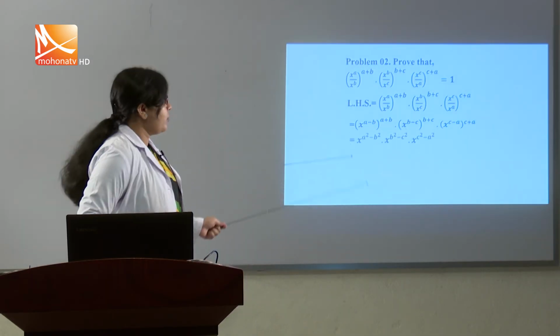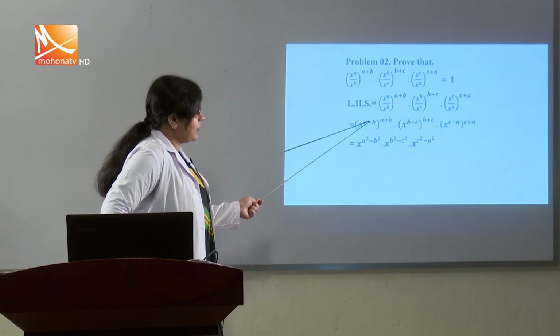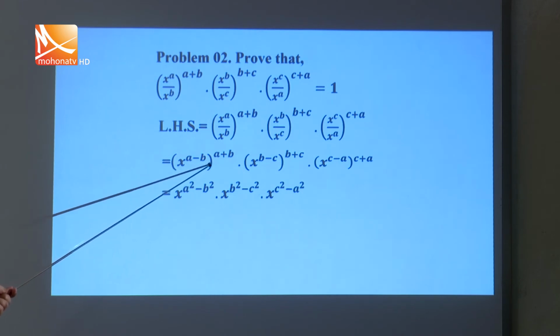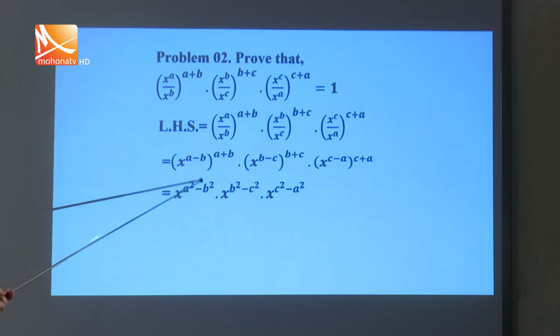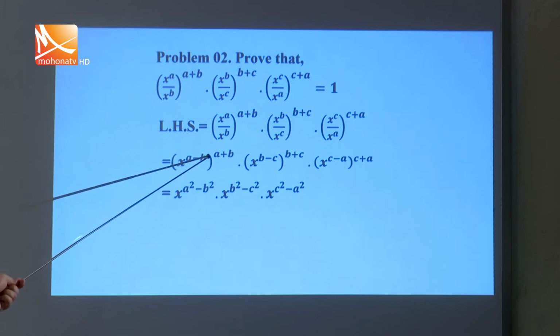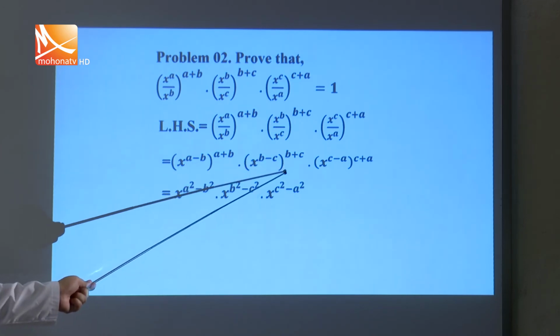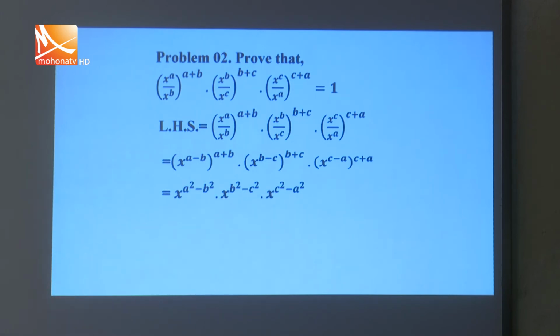Now we can apply the laws of power. That means you have to multiply these two powers together. If we multiply them, we have a plus b into a minus b, which is the formula of a square minus b square. You can use the product directly, like a square minus ab plus ab minus b square, or use this formula. Similarly in the other two factors, that is x to the power b square minus c square into x to the power c square minus a square.